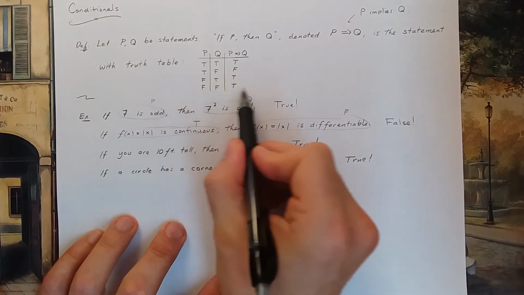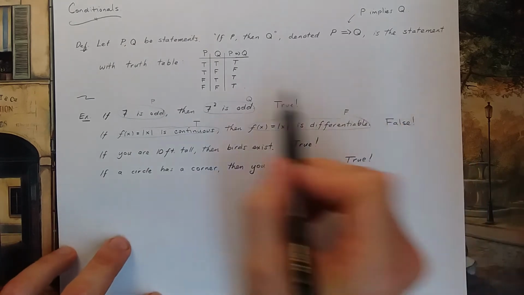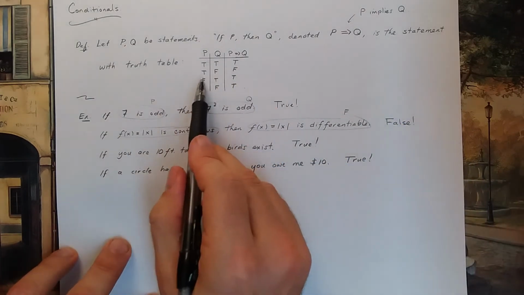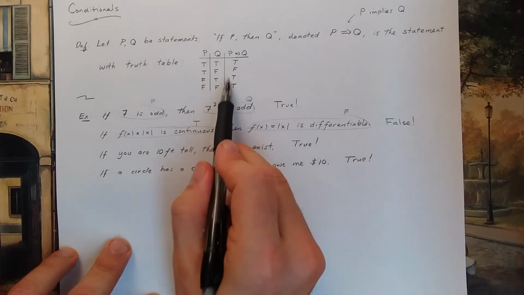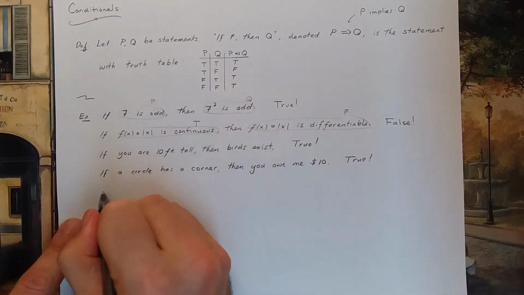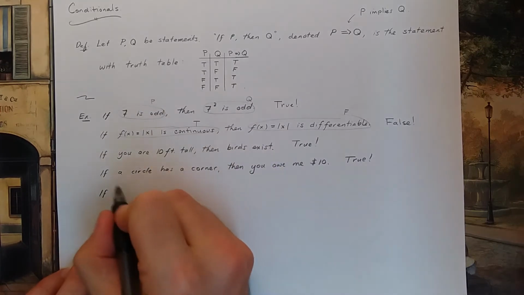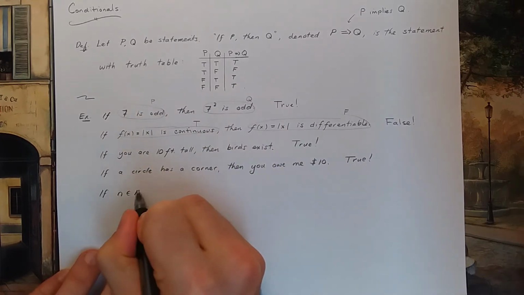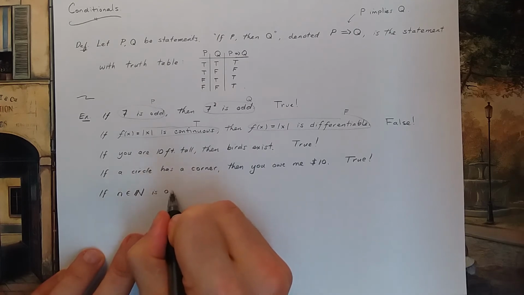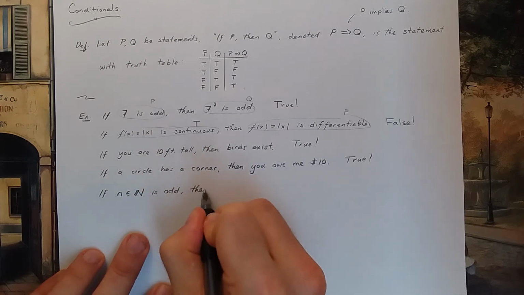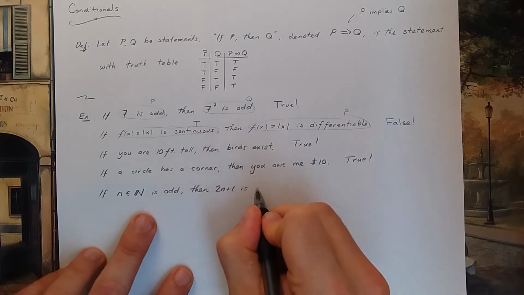So that's sometimes a catchy point for some students. If you look at this truth table, if the P statement is false, it doesn't matter what the Q statement is. The result is always true. Because of that, watch what I'm going to do now. I'm going to say if n in N is odd, then 2n plus 1 is even.